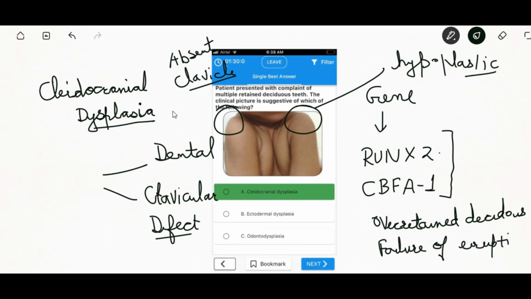On radiograph, you will see the presence of numerous unerupted permanent and supernumerary teeth that exhibit distorted crown and root shape. So on the panoramic radiograph, you would see multiple unerupted teeth.